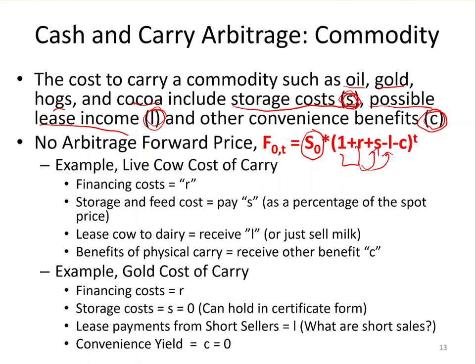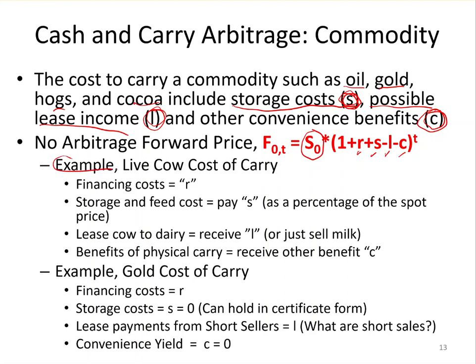So why would I be able to lease out a commodity? Well, I want to talk about that in a minute. And then lastly, I subtract any other benefit from owning the asset, we'll call it C. So my cost of carrying a commodity is the interest rate plus storage minus lease minus convenience.